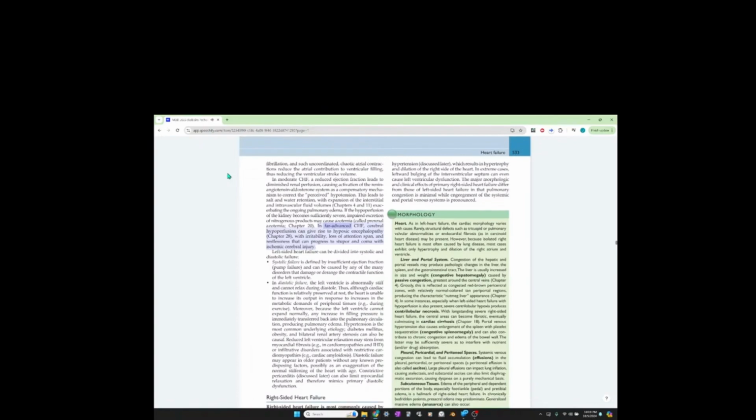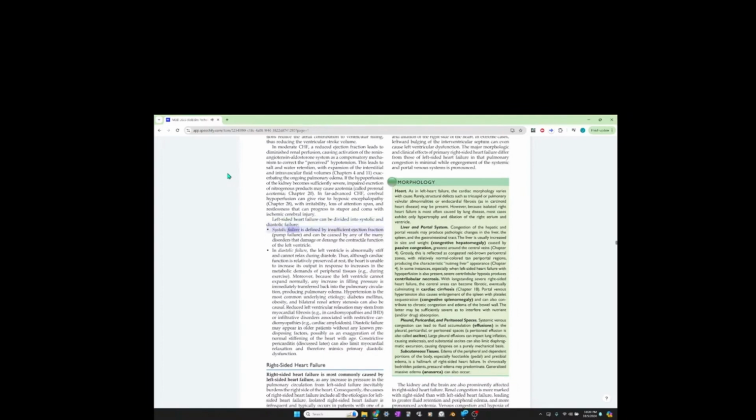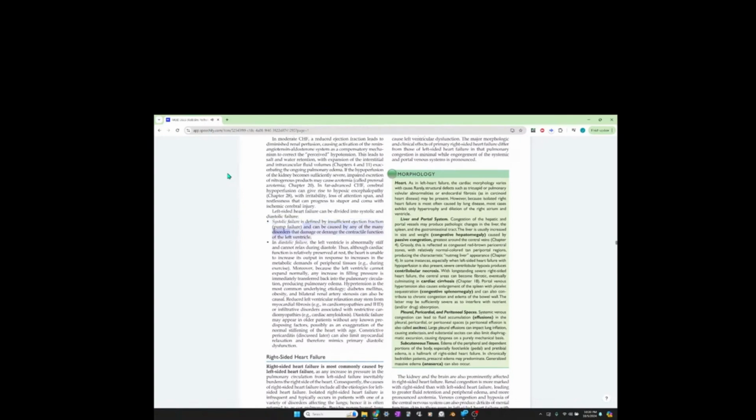And for advanced CHF, cerebral hypoperfusion can give rise to hypoxic encephalopathy, with irritability, loss of attention span, and restlessness that can progress to stupor and coma with ischemic cerebral injury. Left-sided heart failure can be divided into systolic and diastolic failure. Systolic failure is defined by insufficient ejection fraction and can be caused by any of the many disorders that damage or derange the contractile function of the left ventricle.